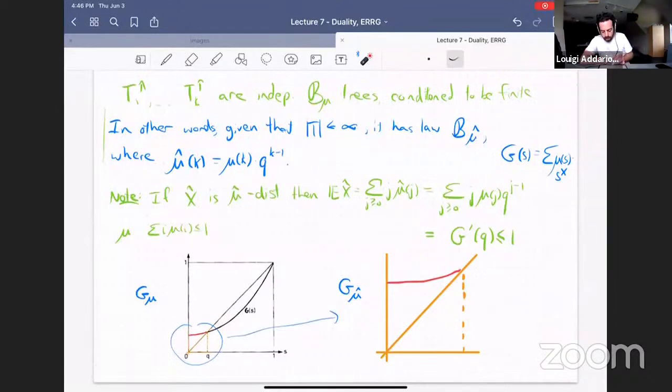So in fact, this mu hat, you can find the moment generating function of mu hat by just zooming in on this quadrant of G mu. If you take this picture down here and blow it up to live on the interval 0, 1 instead of 0, q, then what you have here is precisely the moment generating function of mu hat. So that's a nice way to think about what's happening when you condition to be finite. Okay, that's almost everything I wanted to say about Poisson process duality.